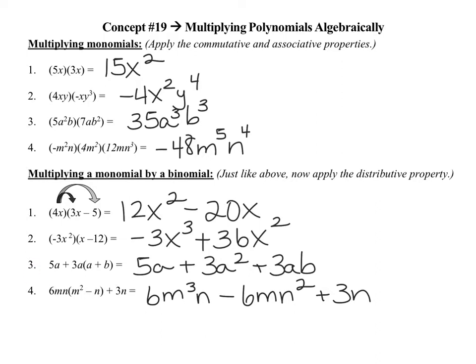So for example, number 3, if you accidentally did 5a plus 3a first, what you did there is you added before you multiplied. So you want to make sure you always distribute, then combine like terms. So if you look here, there are no like terms at all.